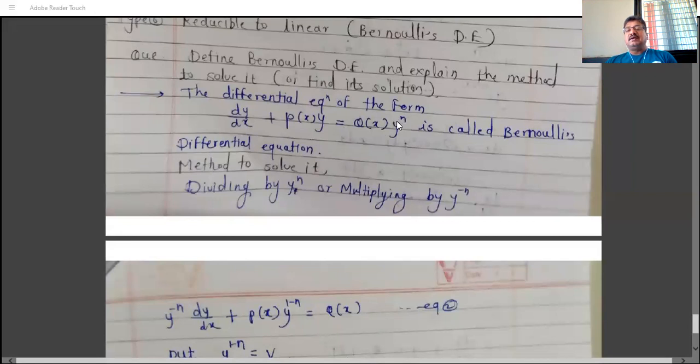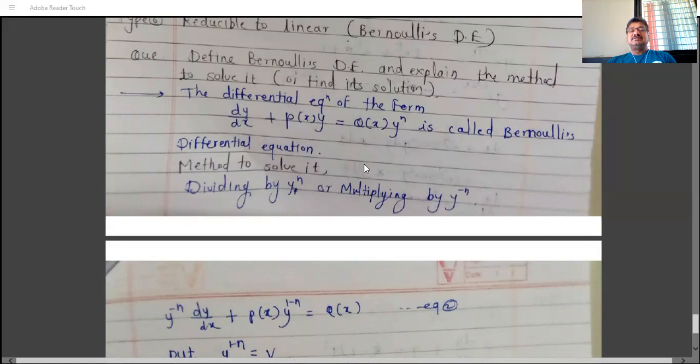That is, the value of n is 1, 2, 3, 4, 5, or minus 1, minus 2, minus 3, minus 4. So if n is minus 2, suppose, then y raised to minus 2 means 1 divided by y squared. Suppose n is minus 2, then it is y divided by y raised to 2. So divided by y raised to 2 means y raised to minus 2. So this is the general form of Bernoulli's differential equation.